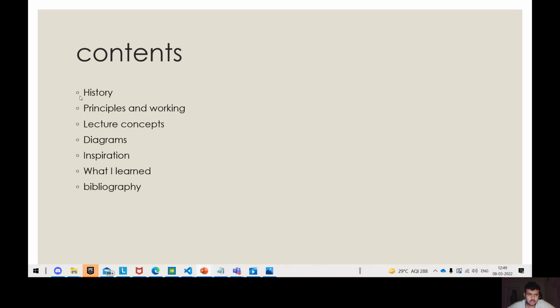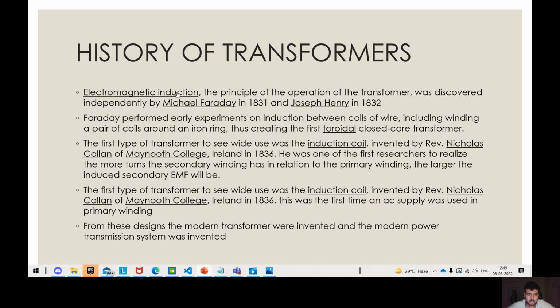Now, our content is the history of power transmission and transformers, principles and working, lecture concepts, diagram, inspiration, what I learned, and the bibliography.